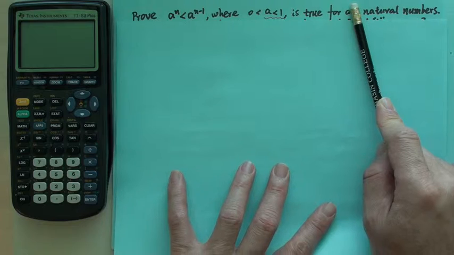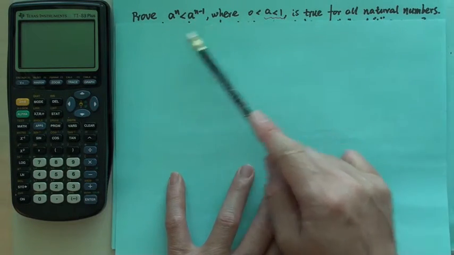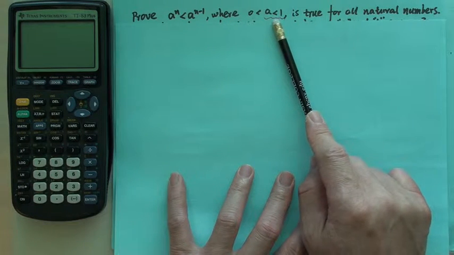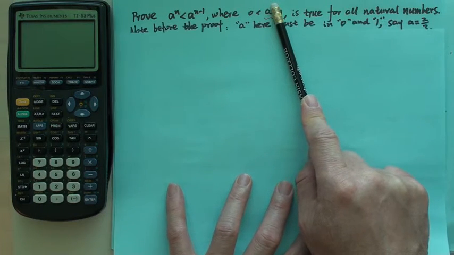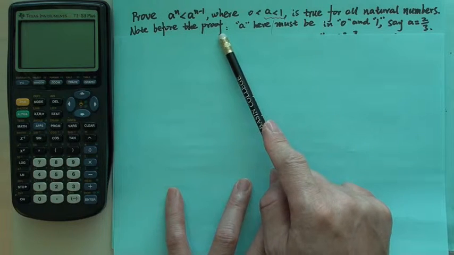Now, before we prove that, we want to understand the meaning of it. Why do we need to prove it? Do we really need this in calculus? Actually, we really need that. Here is the note before the proof.